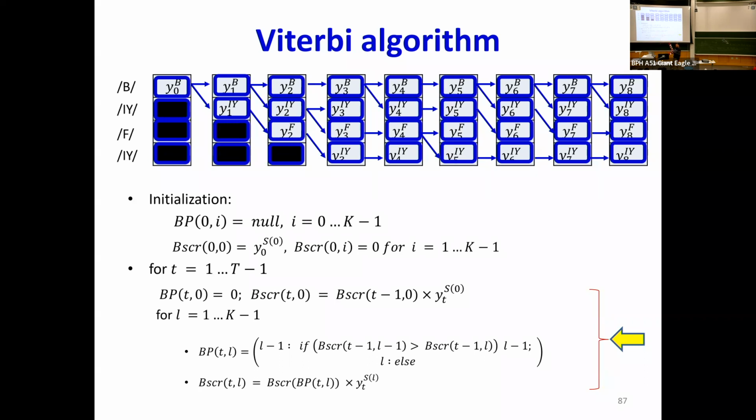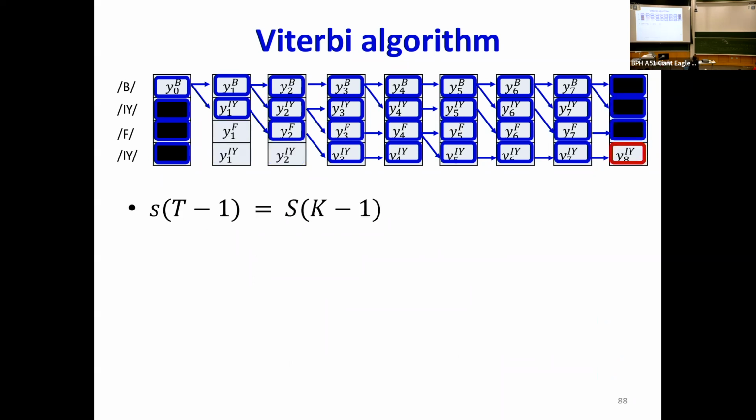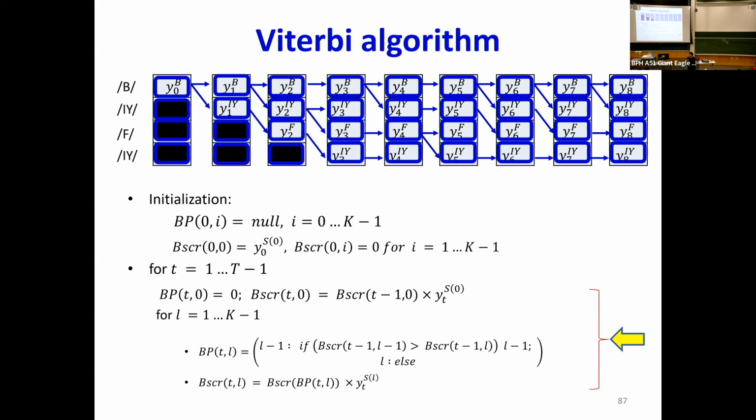Otherwise, the best parent is L. That's the only information you're keeping track of, the best parent. And then you're just multiplying the probability of the best parent with the node probability to get the probability of the best path to the current node. And once you get all the way to the bottom, you've computed the best path scores to all the nodes in the graph.